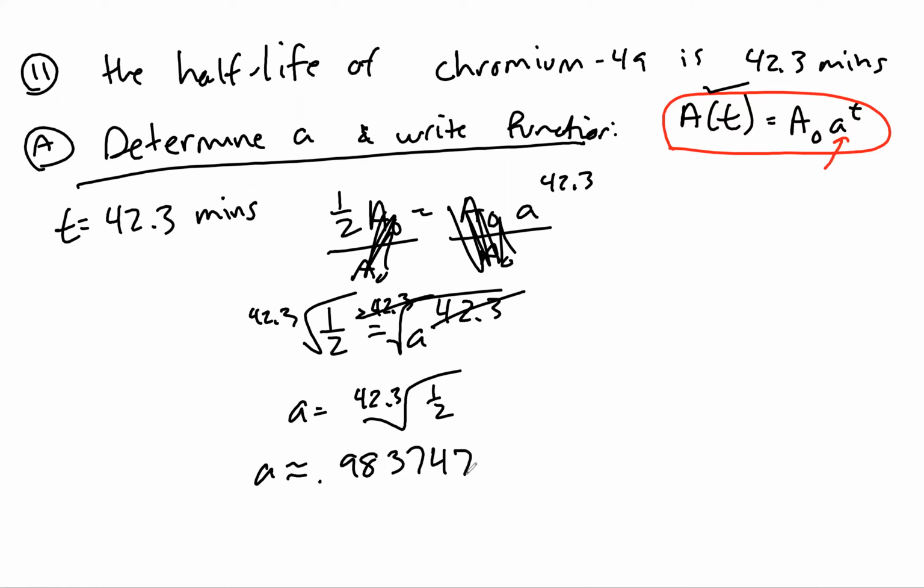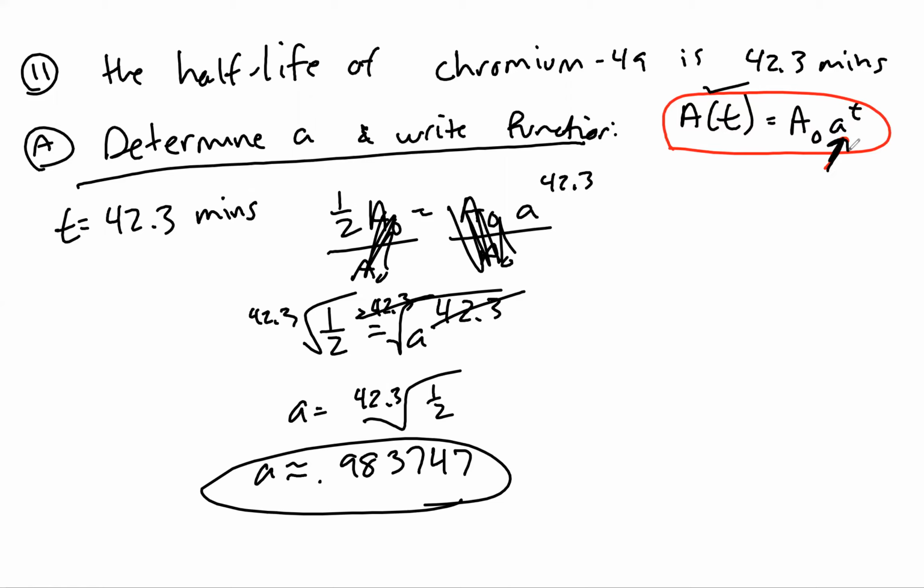0.983747. And again, in HAWX, it's going to tell you how many decimal places. In this particular instance, it asks you to round it to 6 decimal places. So here's my A value. That's this little guy right here. And so now I'm ready to actually rewrite the equation.